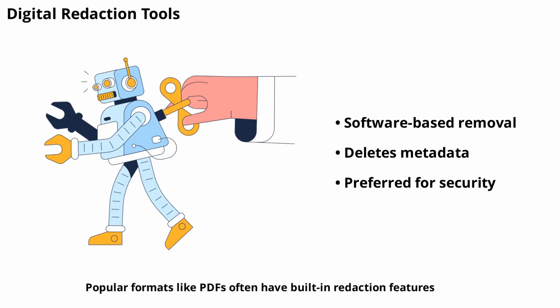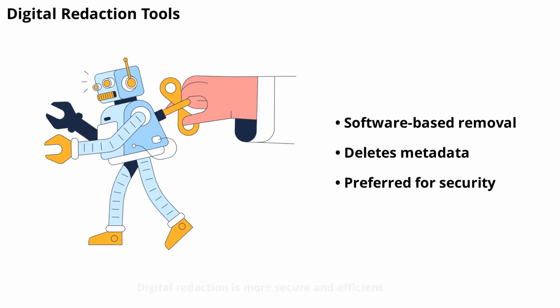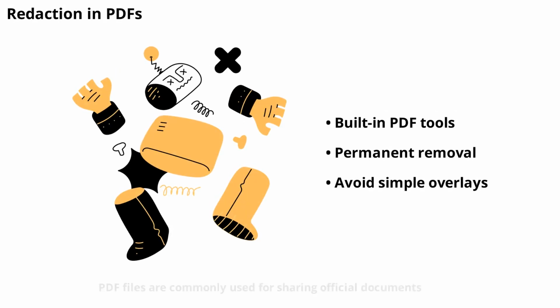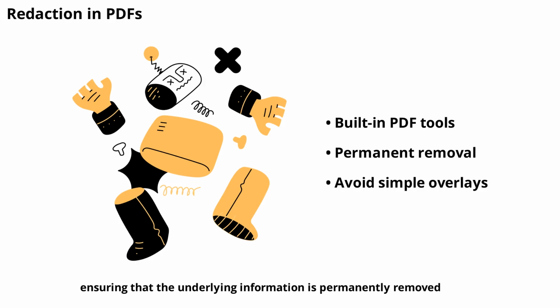Popular formats like PDFs often have built-in redaction features. Digital redaction is more secure and efficient, making it the preferred method for most organizations handling sensitive data. PDF files are commonly used for sharing official documents, and many PDF editors include redaction tools. These tools allow users to select text or images to be blacked out, ensuring that the underlying information is permanently removed. It's important to use proper redaction features, as simply drawing a black box over text does not actually delete the data, and it could be recovered by others.